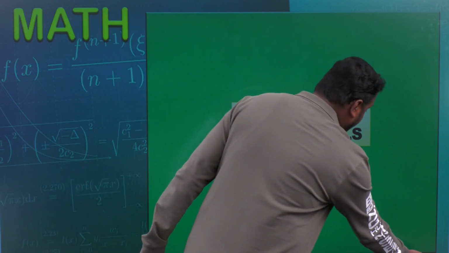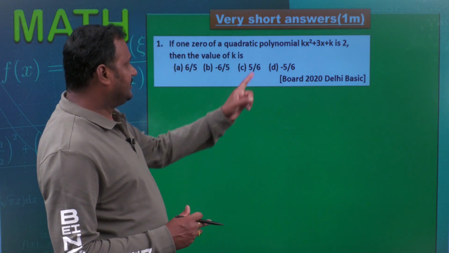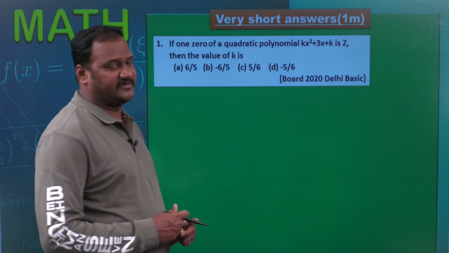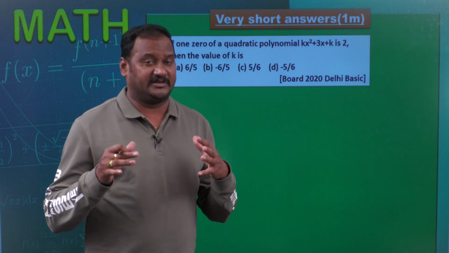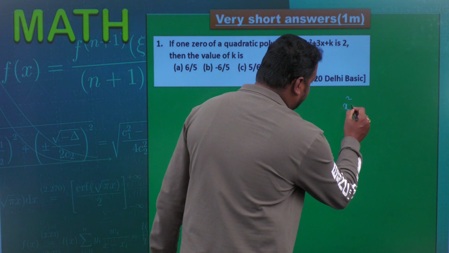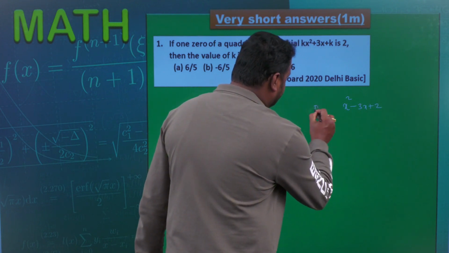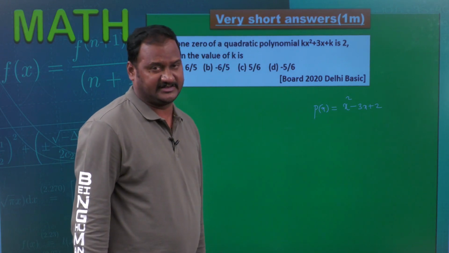See, the very first problem given here is, if one zero of a quadratic polynomial kx square plus 3x plus k is 2, then find the value of k. What do you mean by zero of a polynomial? Zero of a polynomial means, let me take one polynomial like x square minus 3x plus 2. This is one polynomial. Let me name this polynomial as p of x.